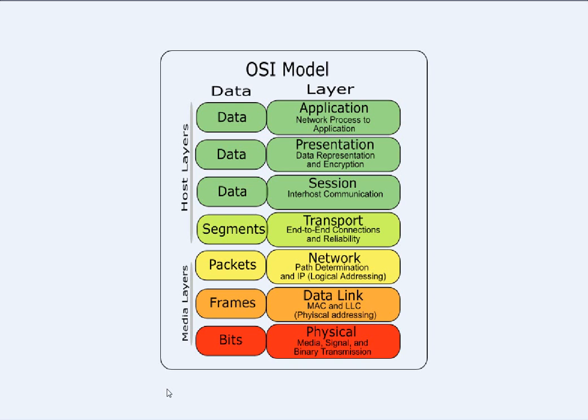The MAC sublayer controls how a computer on the network gains access to the data and permission to transmit it. The LLC layer controls frame synchronization, flow control, and error checking.